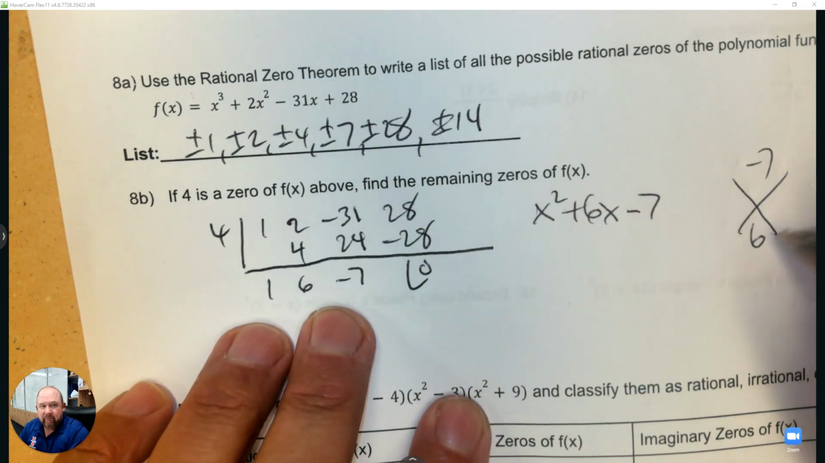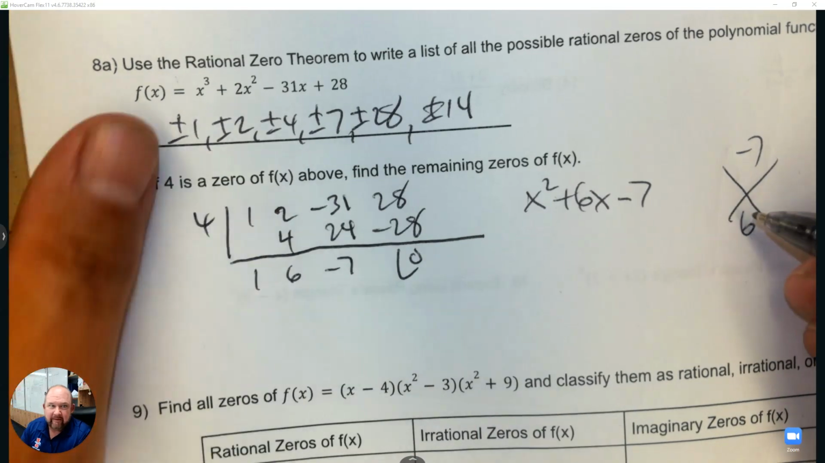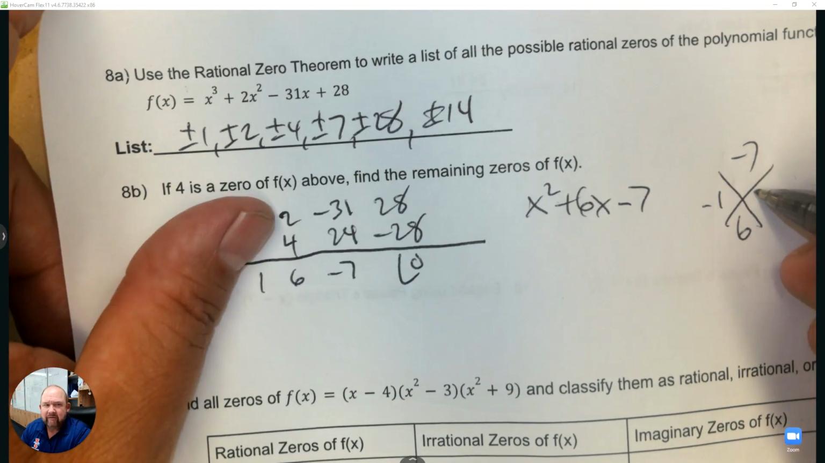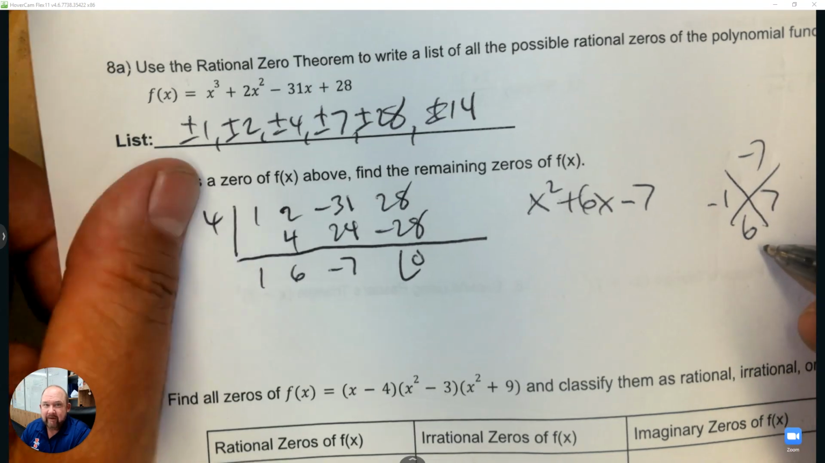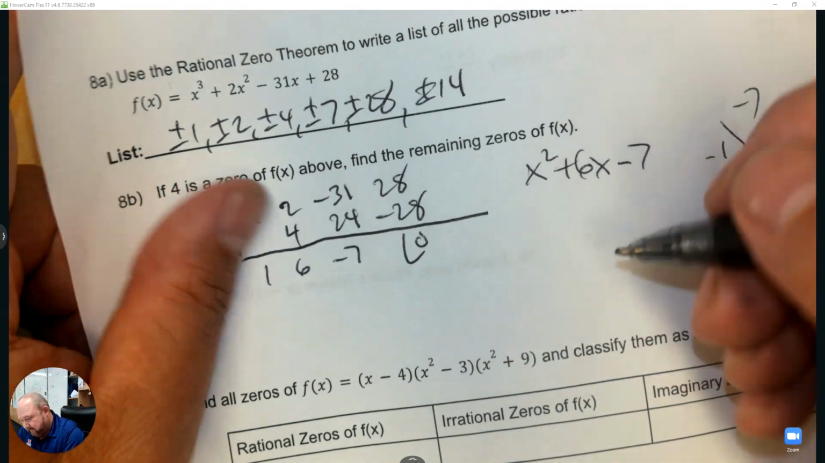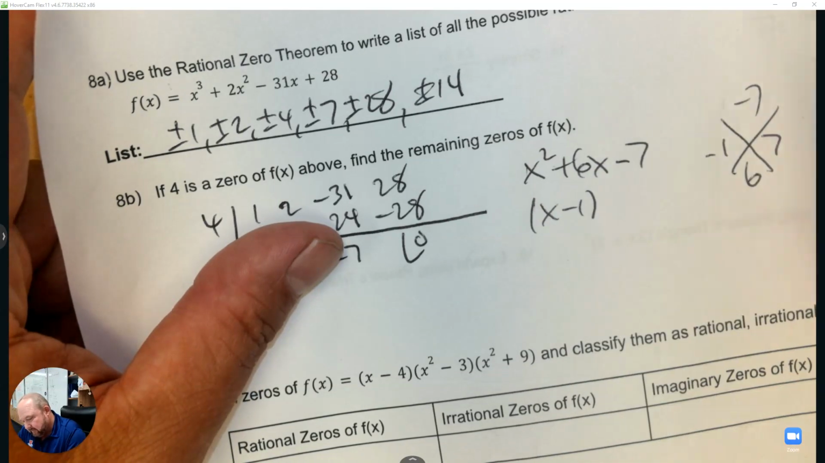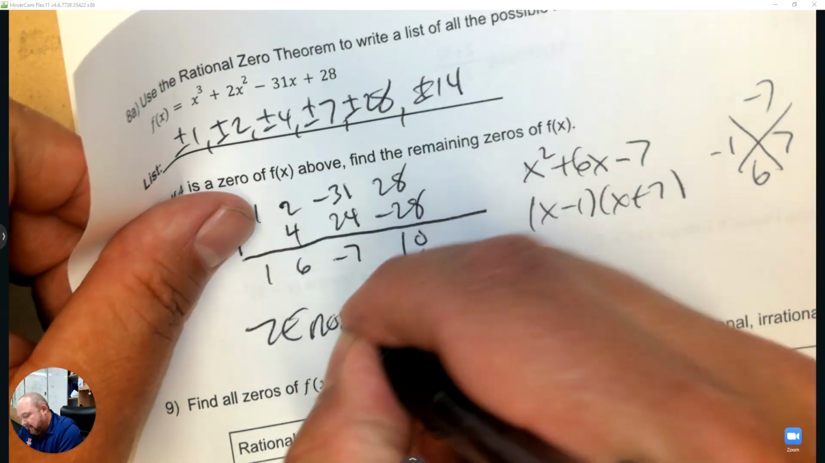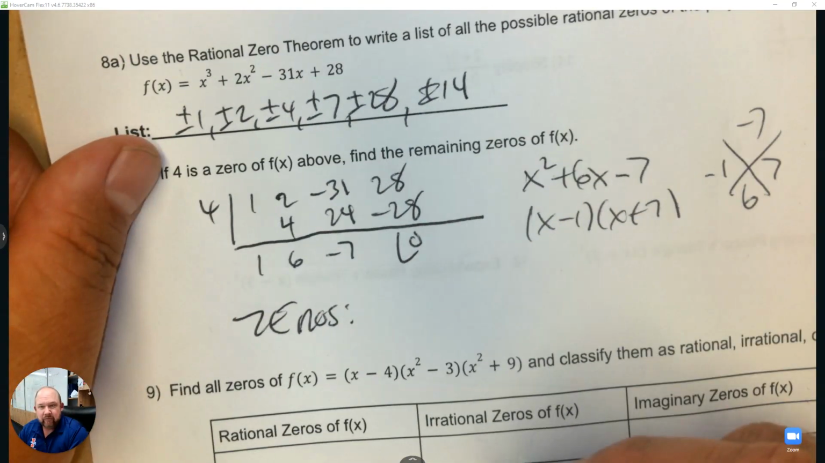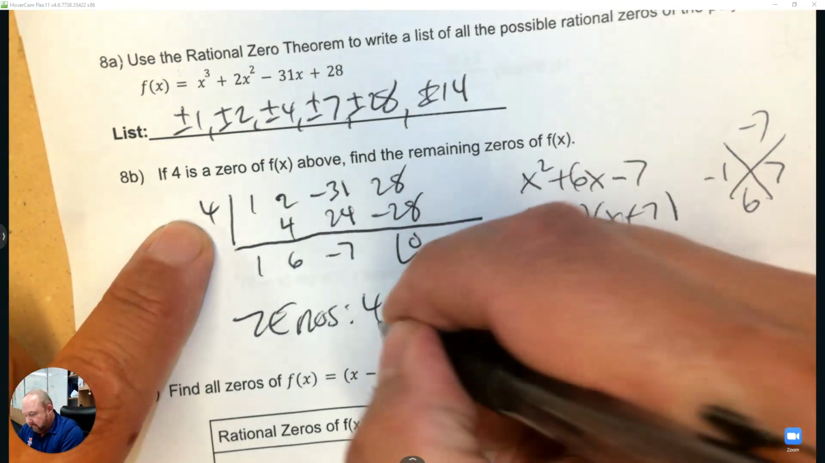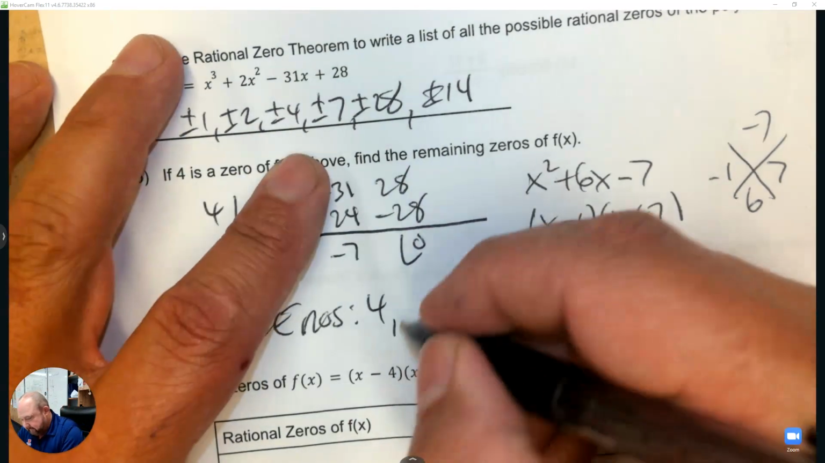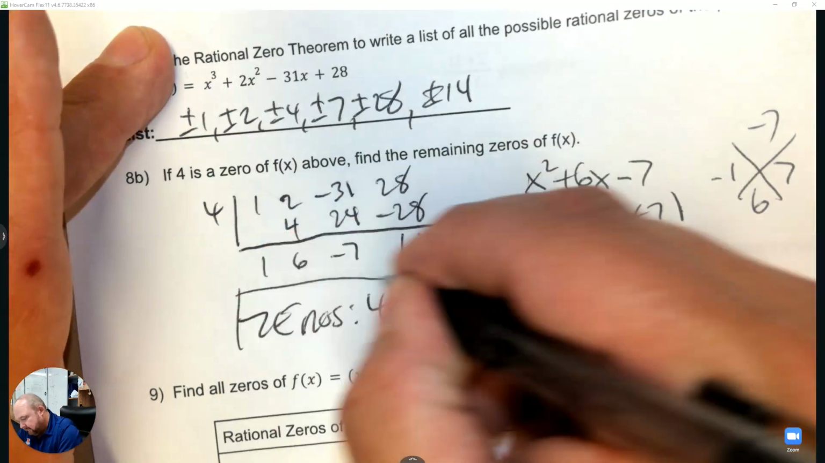Then we're going to factor it the old-fashioned way. Two numbers that multiply to negative 7 and add to 6. That's negative 1 and 7. They multiply to negative 7 and add to 6. And then we write down the answer. So my goal was to find the zeros. So 4 was a 0. So the remaining zeros are positive 1 and negative 7. Done.